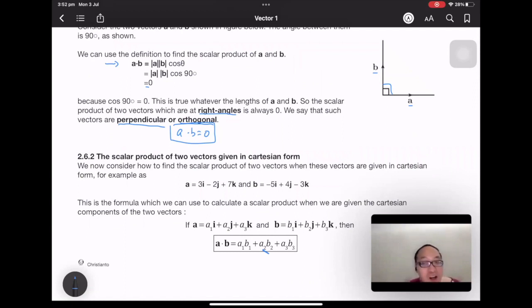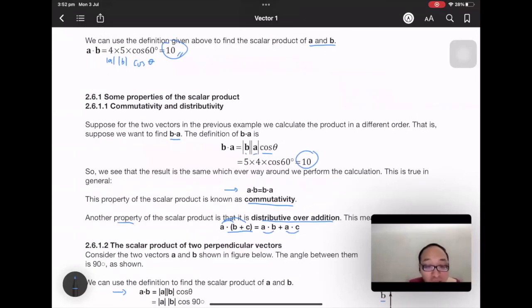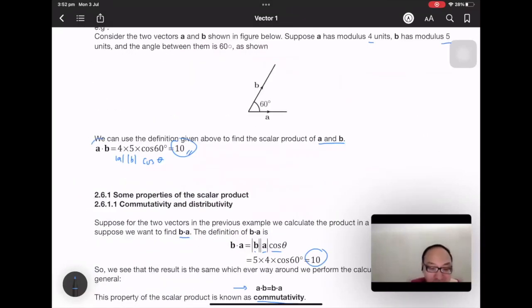Now, how do we find A dot B then? Previously, we always found A dot B from the definition, A dot B equals magnitude A magnitude B cos theta. We always found A dot B from the right part, the definition. But can we find the value of A dot B itself without finding the value from the right side?